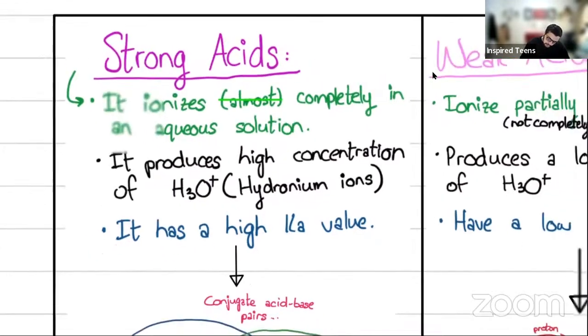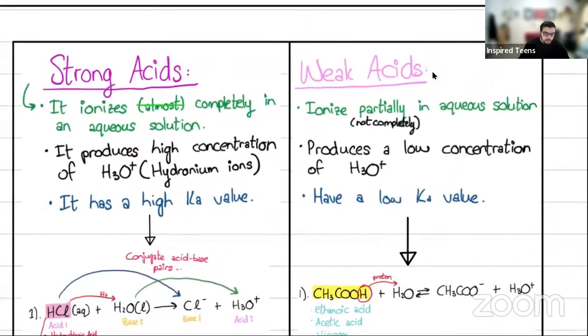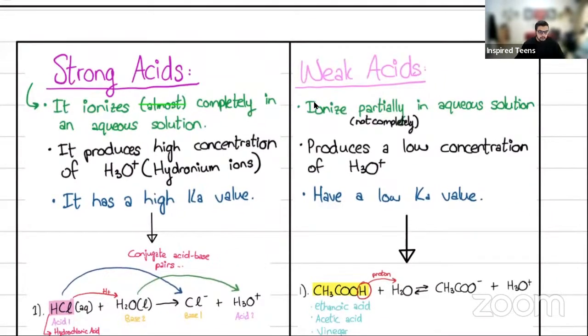But what we need to do is note the difference between strong acids and weak acids. Strong acids ionize completely in an aqueous solution, while weak acids ionize partially in an aqueous solution. Partially means not completely. Strong acids produce a high concentration of hydronium ions, while weak acids still produce hydronium ions, but just a low concentration. So it makes sense, right? Strong, completely, high concentration; weak, partially, low concentration.